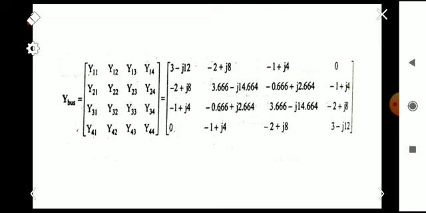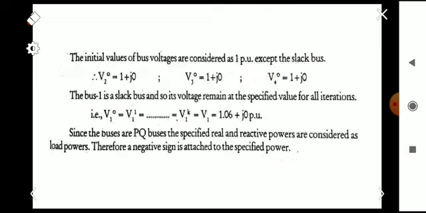And after finding the Y bus matrix, we will start the iteration process. For starting the iteration process, we have to assume the initial values of the buses. Actually we have to find the bus voltages, so we are assuming the initial values. The bus values are V2(0), V3(0), V4(0). 0 means it is the initial value, and 1 means, if instead of this 0 it is 1, it is the first iteration value. So here we can write the initial values of V2(0), V3(0), V4(0) as 1 plus j0.